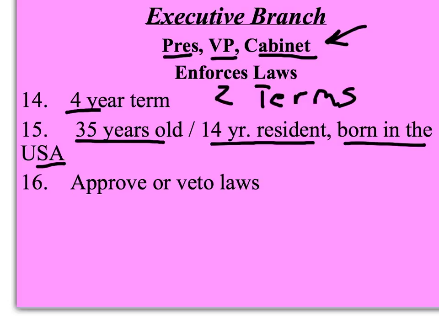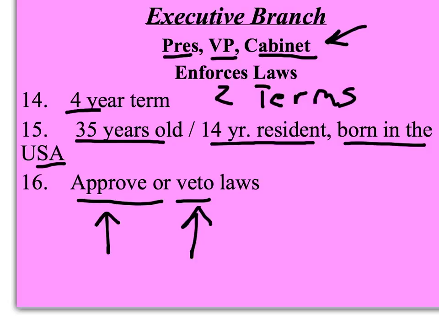Now, the president approves or vetoes laws. Remember, the legislative branch, Congress, which is the House of Representatives and the Senate, make the laws. They make it up to the president's desk. The president must then either approve the law or veto the law. Now, he can also, little known fact, do nothing, and then the law would just go into effect without his signature. But anyways, all right. So approve or veto the law.